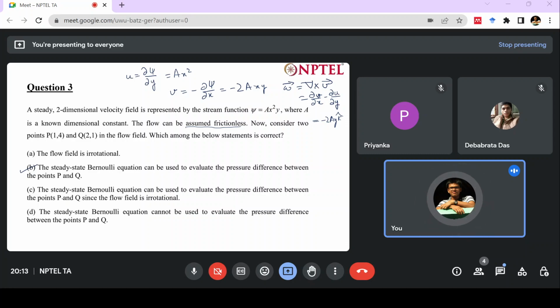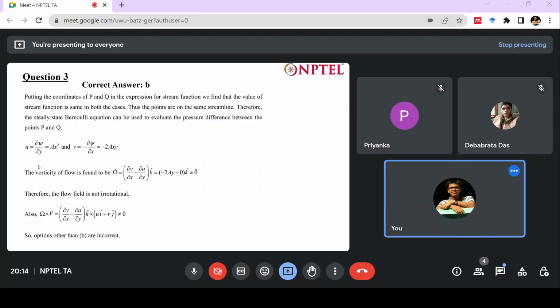What are the third and fourth options? Steady state Bernoulli equation can be used to evaluate pressure difference between P and Q since the flow is irrotational. Since this is false, this option is false. We have already seen that steady state Bernoulli equation cannot be used to evaluate the pressure difference here. So this is definitely false. So my correct answer is B. Okay. So they have done this exercise here. Any question from this? Any doubt from this question? We'll move to the next one.